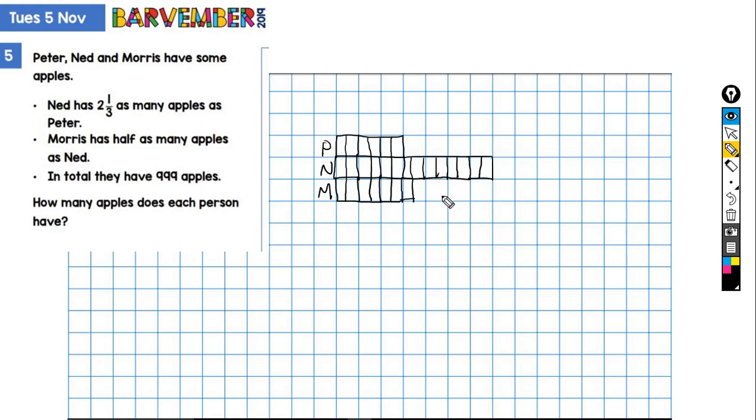So what do I know? I also know that the total is 999, and that 999 is made up of sixths. So how many sixths have we got? Well, here we've got 1, 2, 3, 4, 5, 6, because this was that original whole amount. So there's 6 here. How many are here? We're going to have 14, because 6 plus 6 is 12, plus the extra 2, that's 14.